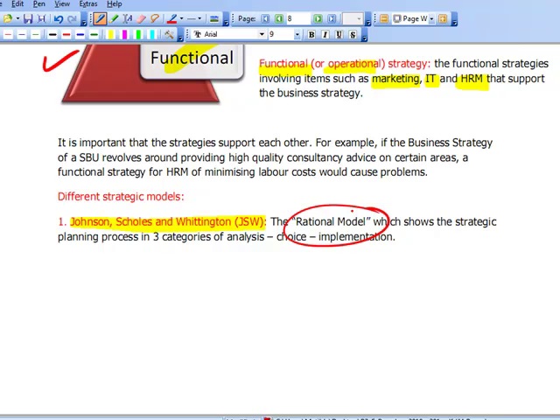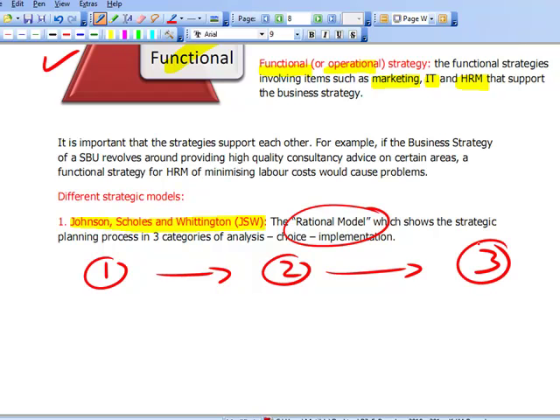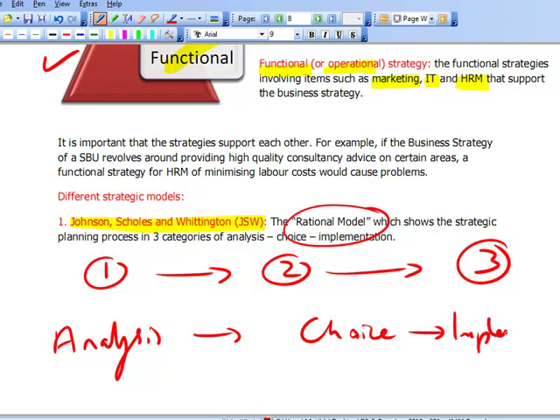The rational model is a very well-known strategic model, originally introduced by a gentleman called Ansoff. Ansoff, who's largely considered to be the father of corporate strategy, introduced this concept of the rational model. He said in the rational model there are 3 main areas. The first one is analysis, the next one choice, and then finally implementation.